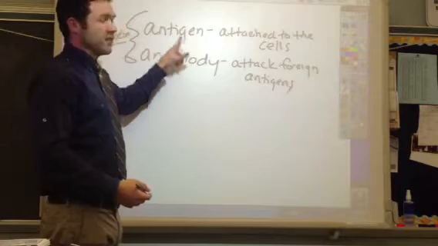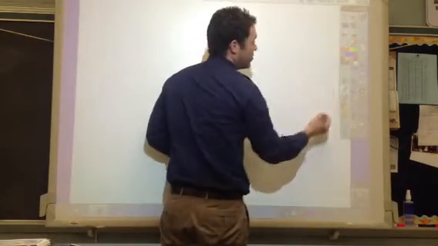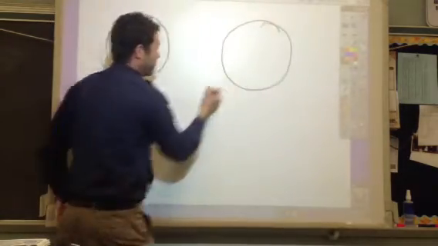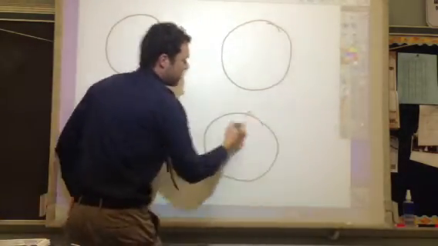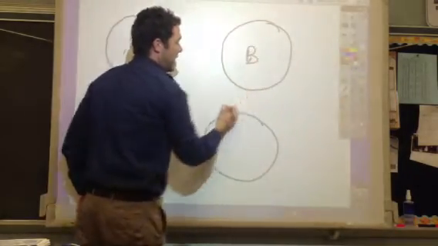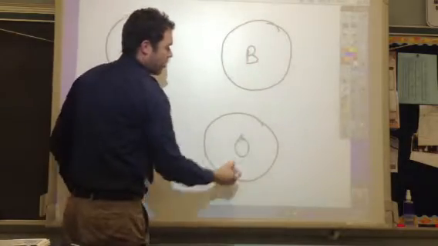So these 2 things, antigens and antibodies, I'm going to draw in a simplified fashion. I'm going to draw 4 different types of cells. Each one is going to represent a different blood group. You can draw these on a separate sheet of paper to follow along. Upper left, I'm going to draw A blood. Here I'll draw B blood. Down here, AB, and here O.